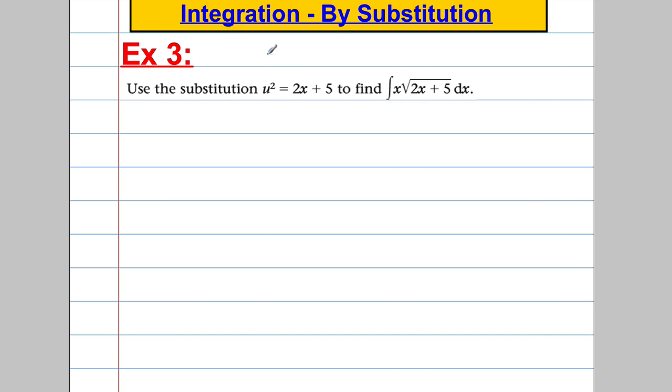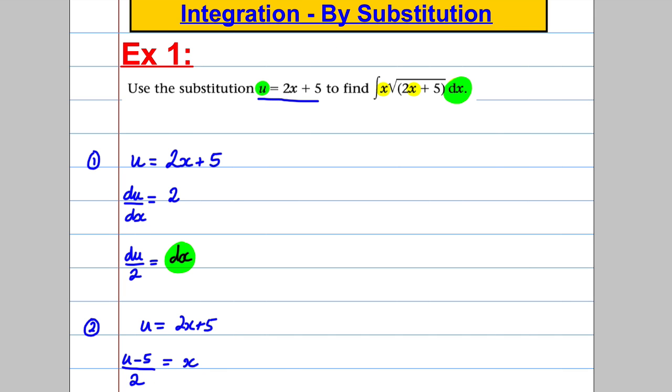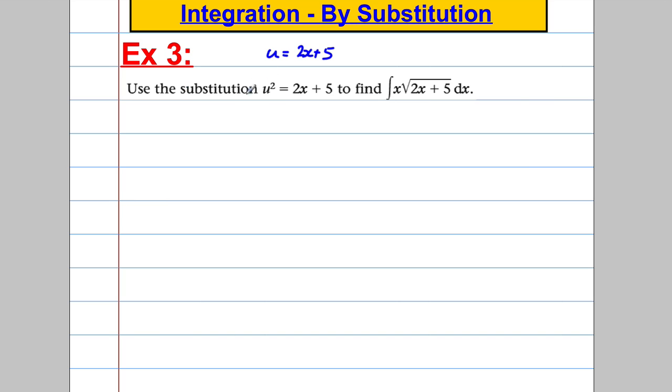In the previous example, I substituted u is equal to 2x add 5, didn't I? Yes I did, but here I'm using the substitution u squared is equal to 2x add 5. And I just want to show you that sometimes you're given the substitution in that form, what do you do? So we know that u squared is equal to 2x add 5.